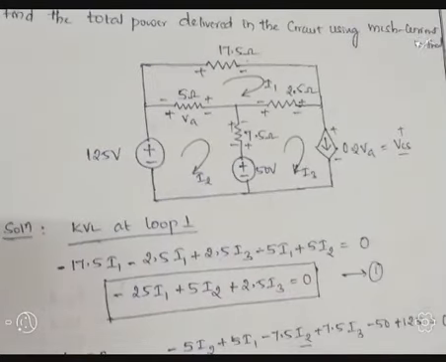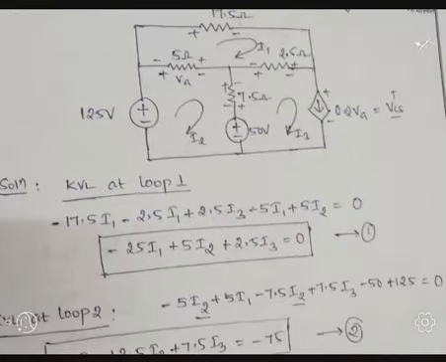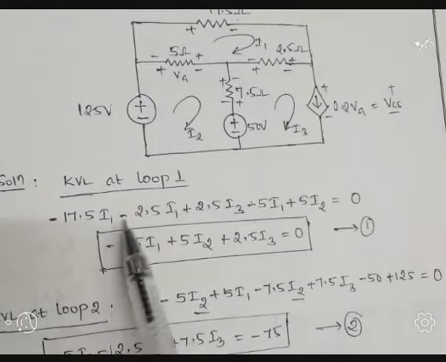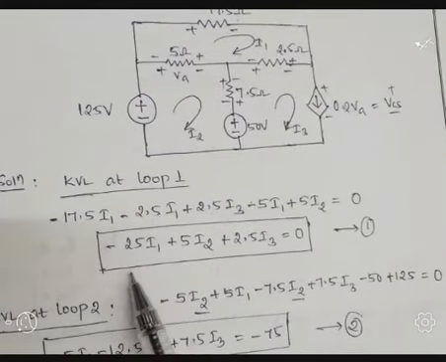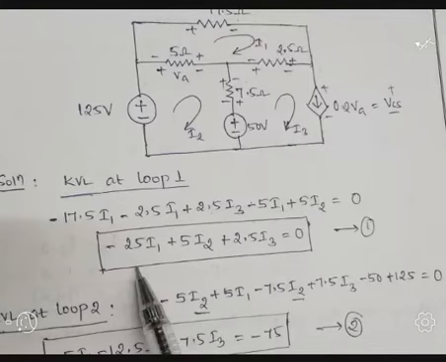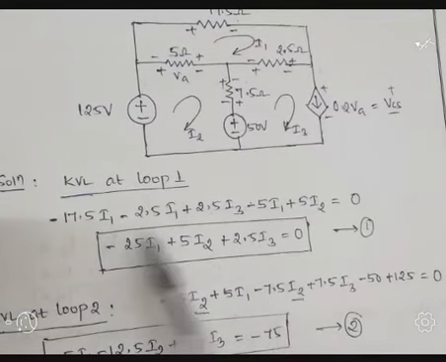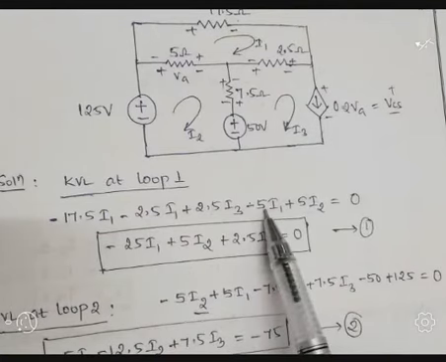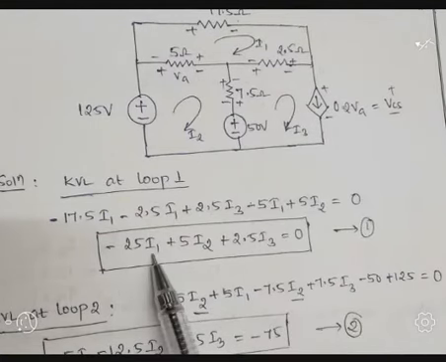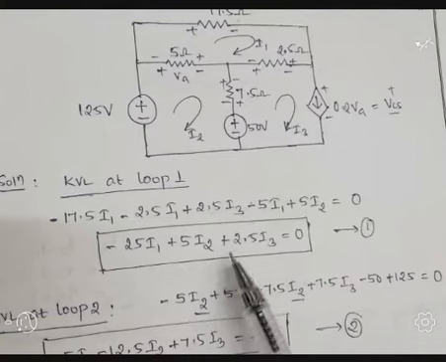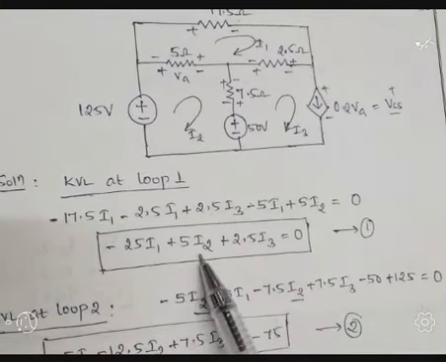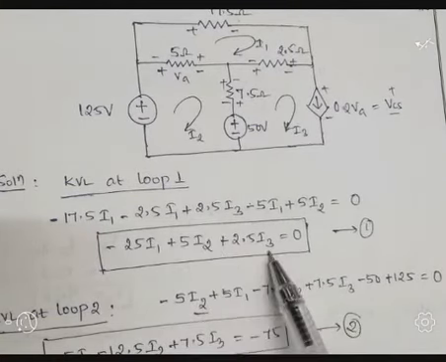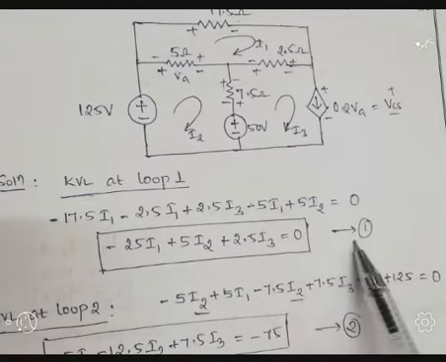So do the simplification, add the coefficients of I1, that is minus 17.5 minus 2.5, and one more here, minus 5 I1. So 17.5 plus 2.5, it is 20. This is 5, 25. Hence minus 25 I1 plus 5 I2 plus 2.5 I3 is equal to 0. Let us represent it as equation number 1.